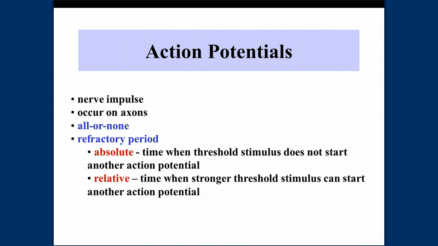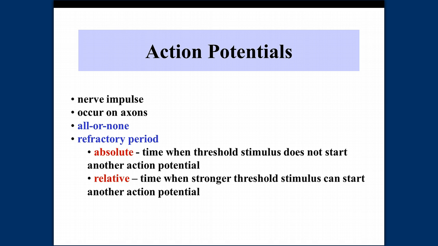Now, action potential is a nerve impulse, and it occurs on the axon, where you have graded potentials over the dendrites and the cell body, but the axon is the only part that can propagate or start and continue an action potential. It's an all or none response. Once that threshold stimulus has been reached, you're going to have an action potential. It is a signal over a long distance.